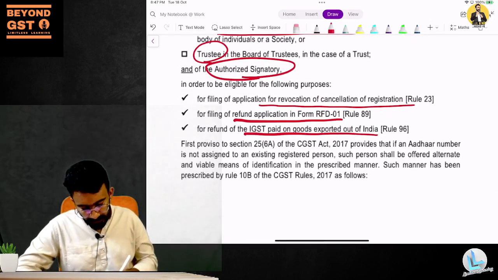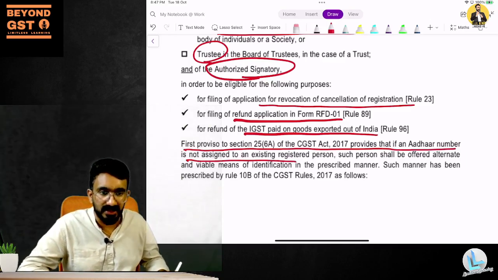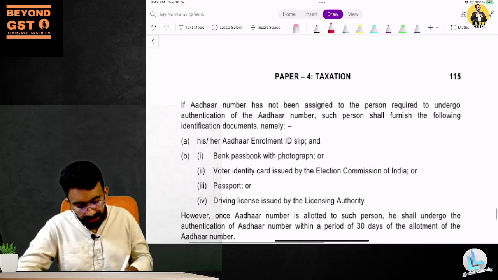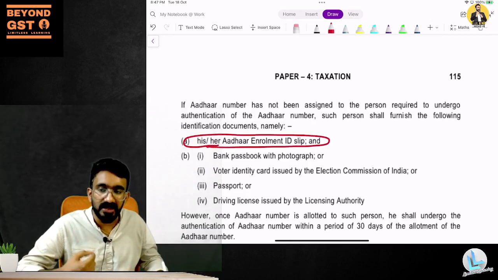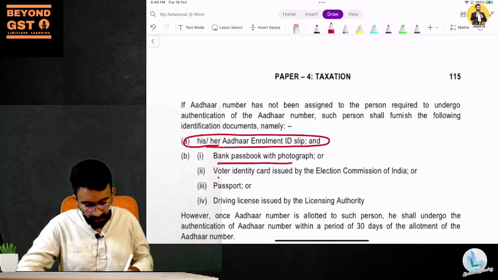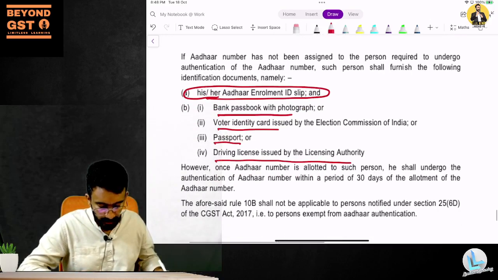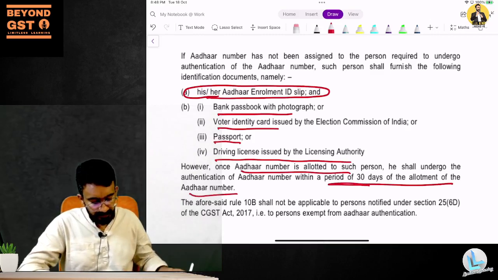Now, first proviso provides that if an Aadhar number is not assigned, what if I don't have an Aadhar number? Then you have an alternate method that is available. What is the alternate method? You can give your Aadhar enrollment. You apply for Aadhar number and you can even give an Aadhar enrollment slip. Then together with it you can give your bank passbook or voter ID or passport, driving license. Any of these can be an additional document to prove. And once Aadhar is given, within 30 days you can give the Aadhar.